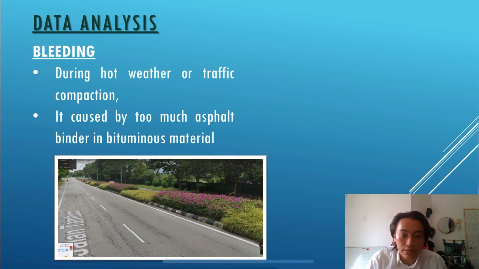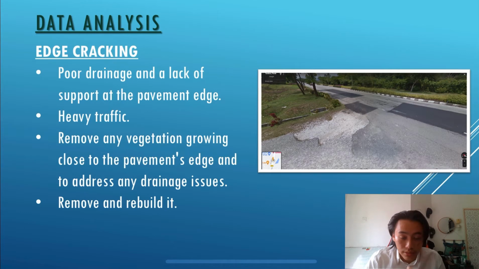We continue to the second type of distress that we list out. The second is bleeding. When asphalt binder fills aggregate cavities during hot weather or traffic compaction, it extends over the pavement surface, causing bleeding. Bleeding can also be caused by too much asphalt binder in the bituminous material. It will lose skid resistance, and indirectly it can endanger other drivers. Minor bleeding can usually be fixed by blotting the excess asphalt binder with viscosan, and excess asphalt can be chopped off with a motor grader or removed with a heated planer to stop major bleeding.